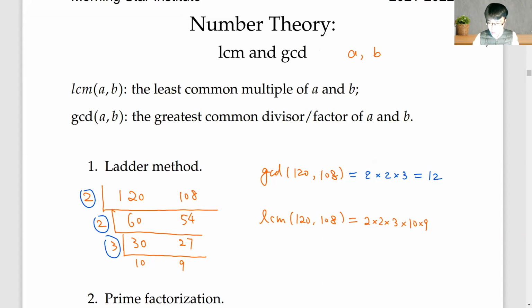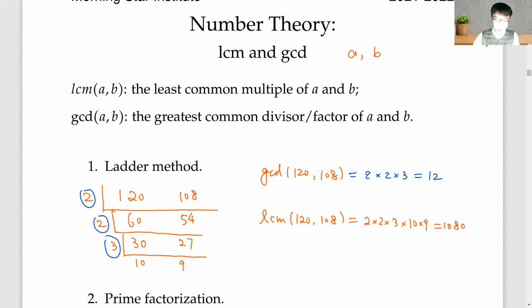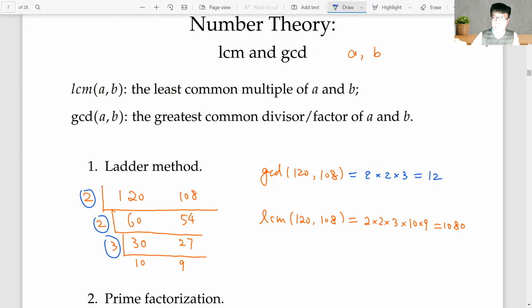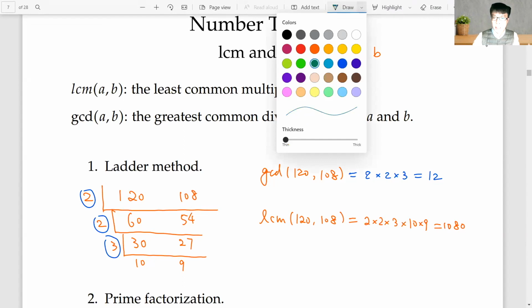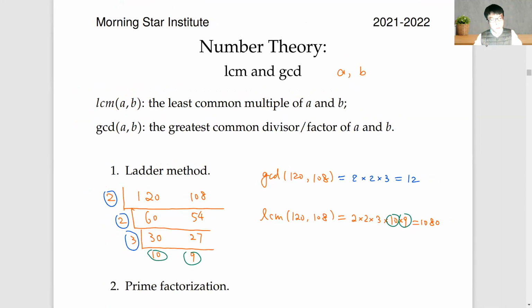So it's equal to 1080. So this kind of method is called the ladder method. This picture looks like a ladder. This 2 should be included in the multiplication. Okay. And this idea also applies to 3 numbers. You just apply the same procedure.